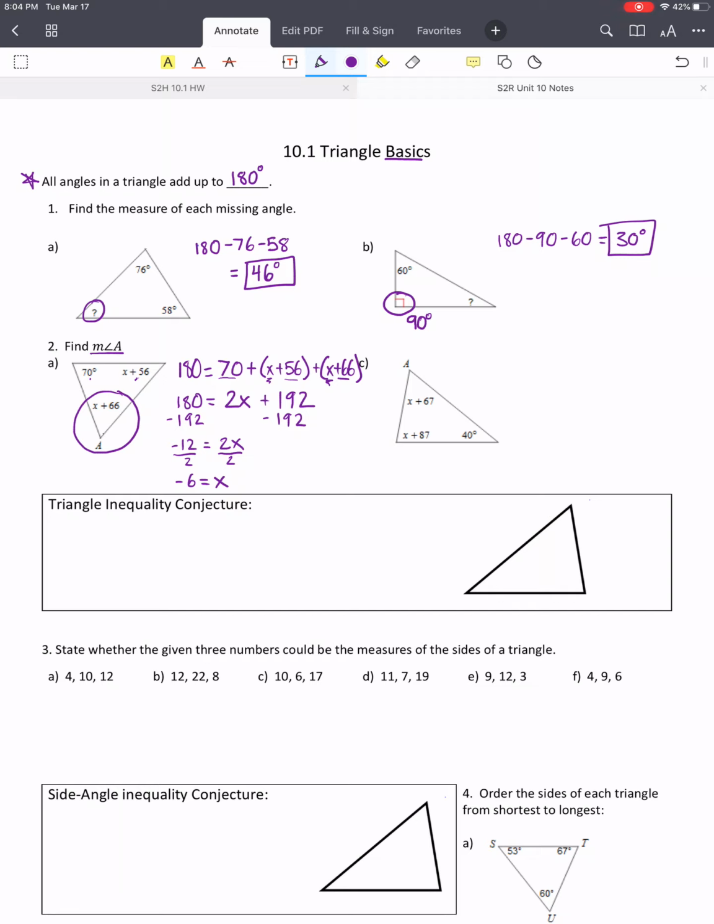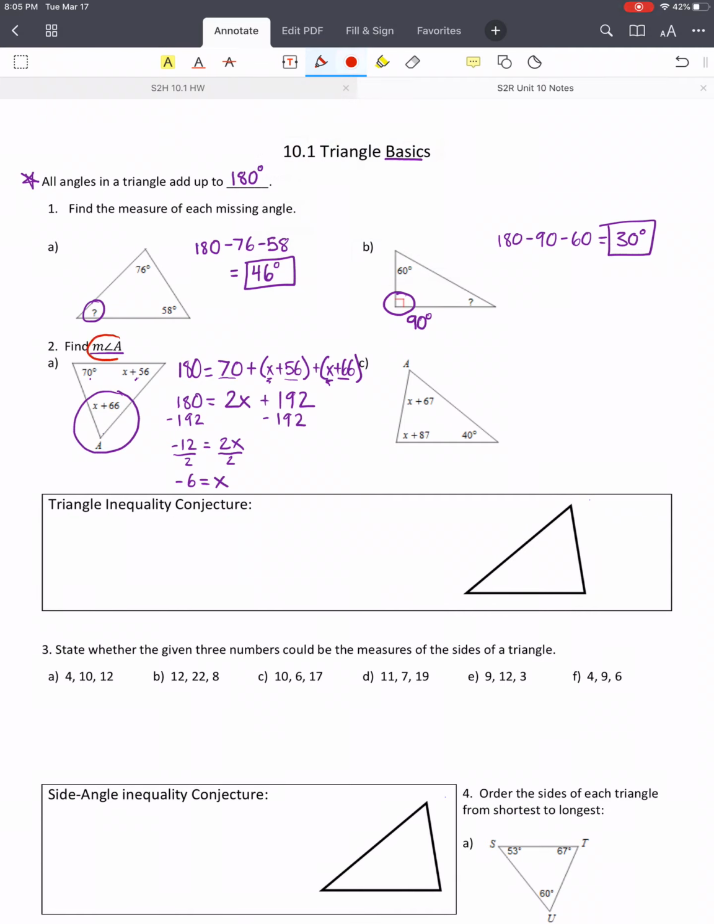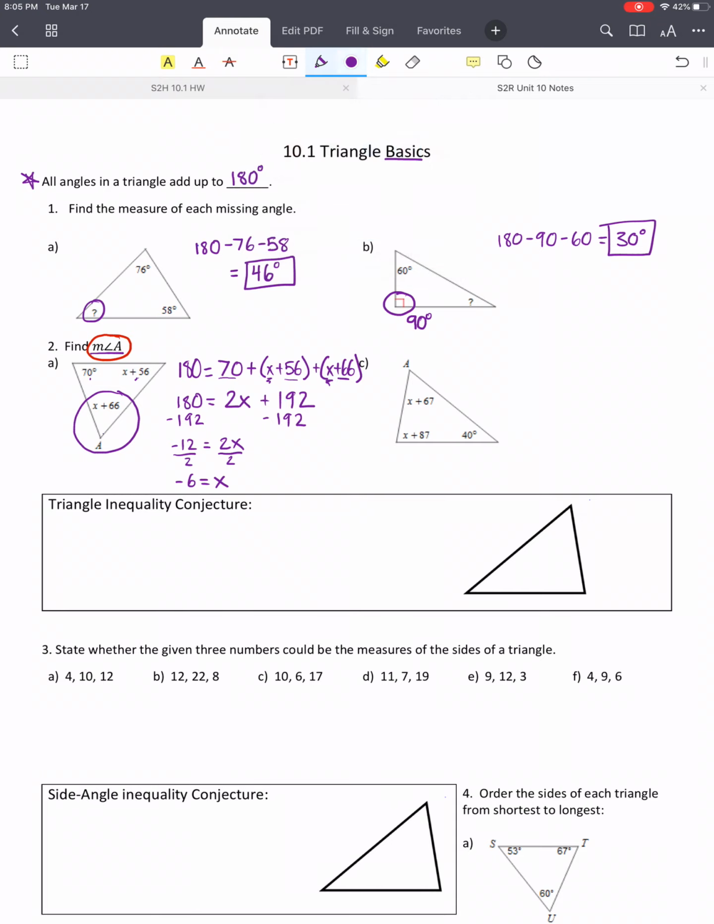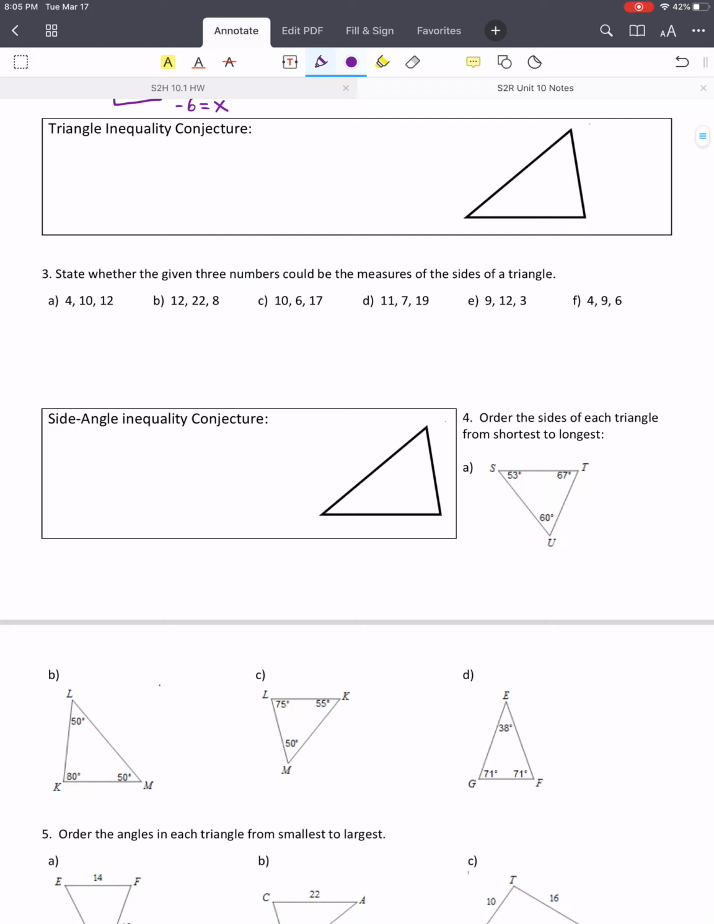Now, the untrained eye is going to say, well, I solved for x, I am finished. But we are asked to find the measure of angle A, so what do I have to do? Plug it in. Negative 6 plus 66 gets me 60 degrees. If you have any questions about this, feel free to look at some of our other subtopic videos, but I think we are okay to move on.